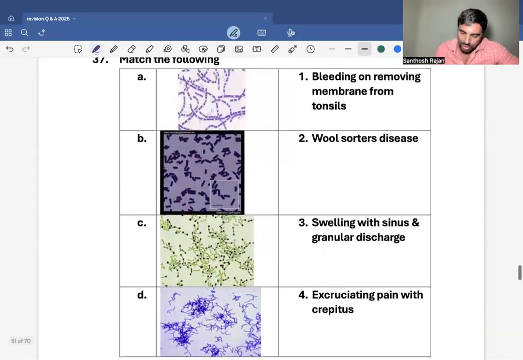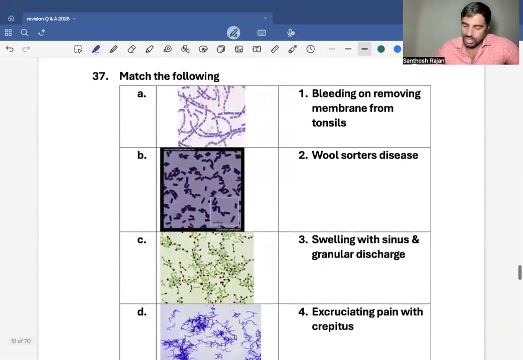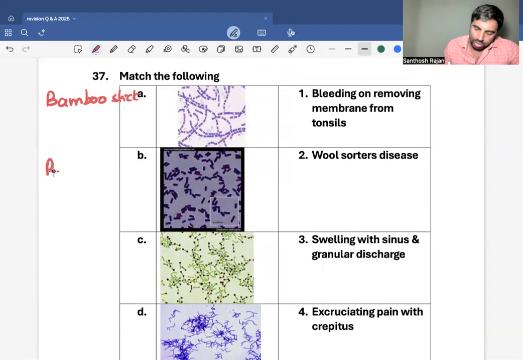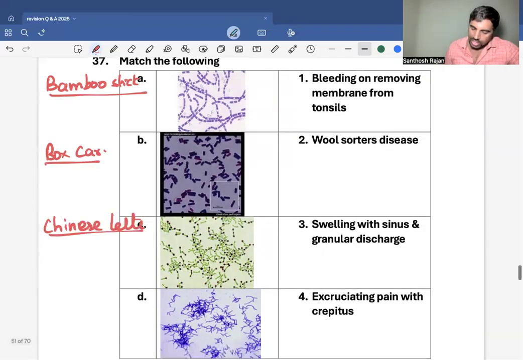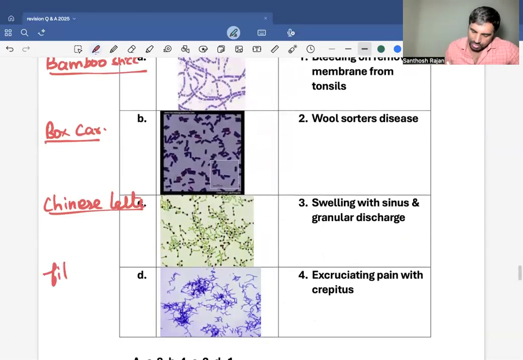This is another interesting question. Look at the appearance and you can answer me. The first one you can see, this is a bamboo stick. It looks like a bamboo stick. Second one, boxcar. You see, it looks like a car, boxcar appearance. Boxcar, bamboo stick. And then this is your Chinese letter pattern, you can see. The last one is filamentous. Filamentous gram positive bacilli, right?